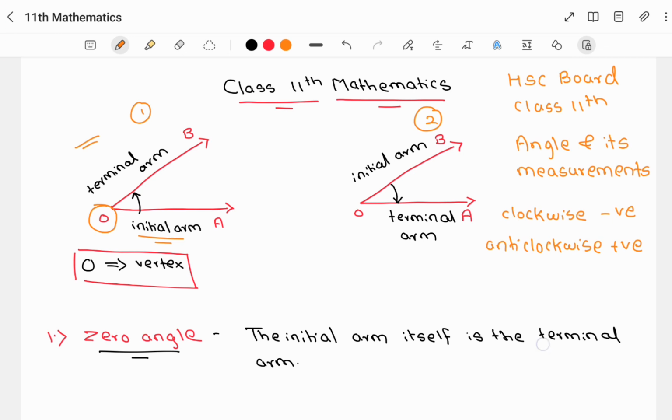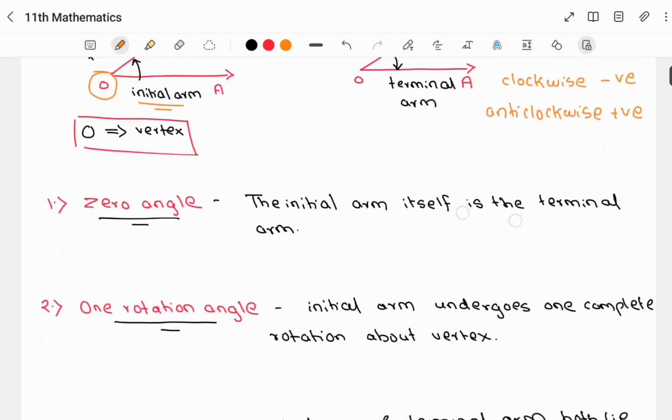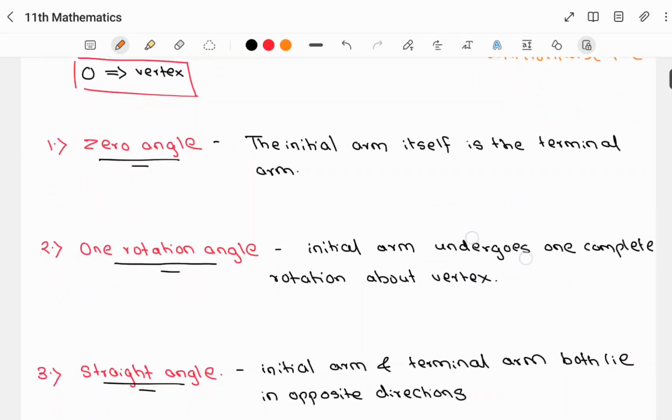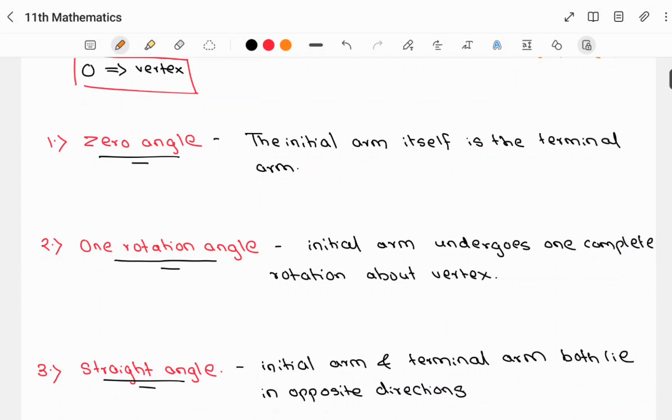Okay. Now, moving on towards some types of angles. The first type that we are going to study is a zero angle. So what is a zero angle? It is an angle in which the initial arm itself is the terminal arm. Let me just draw this and show you.